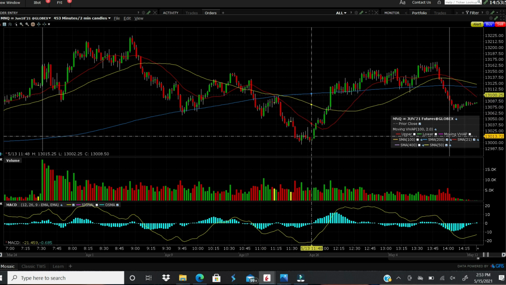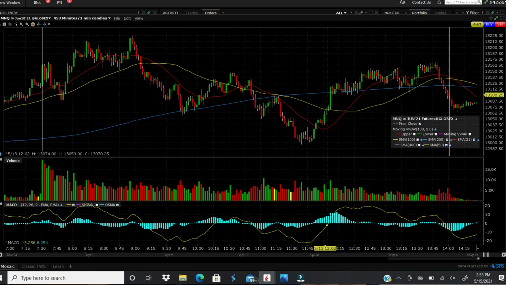Anyway, we're talking about reversals. So down here, we got the histogram. It's changing direction again, but we're underneath the 200.